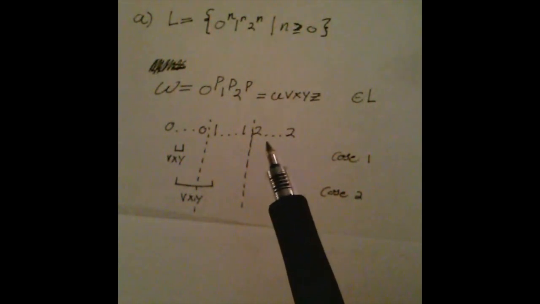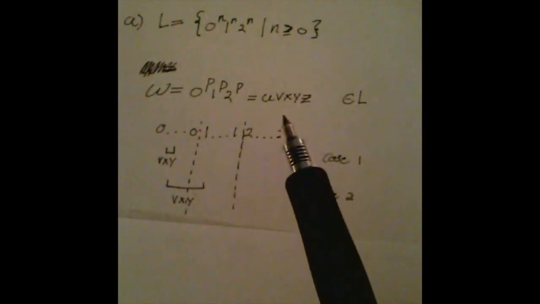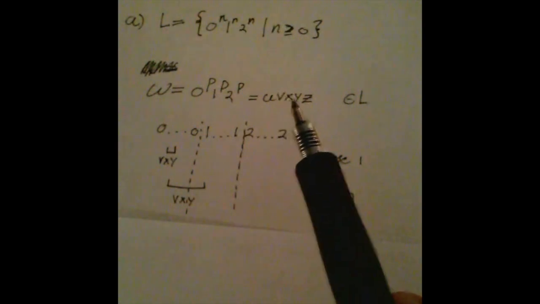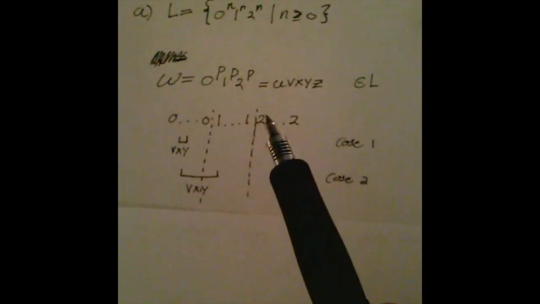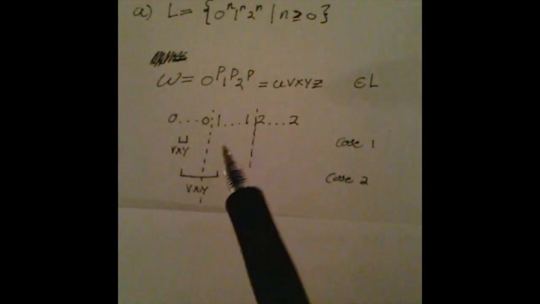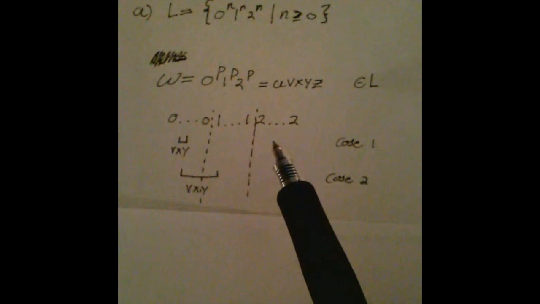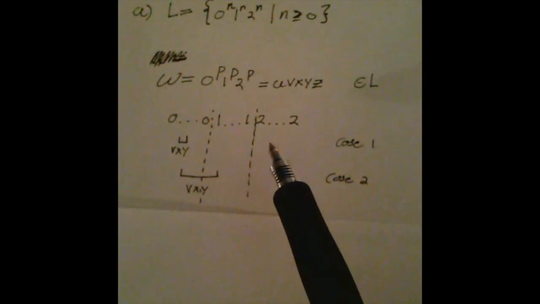And what's important here is that we know that vxy has to be less than or equal to the pumping length. It's one of the rules. That means that vxy, this center of the string, can only sit in one of 5 positions. It can sit right here, where vxy has to be less than p, so it can be all zeros, it could be all ones, and it could be all twos. It's important. This is what limits the number of cases.